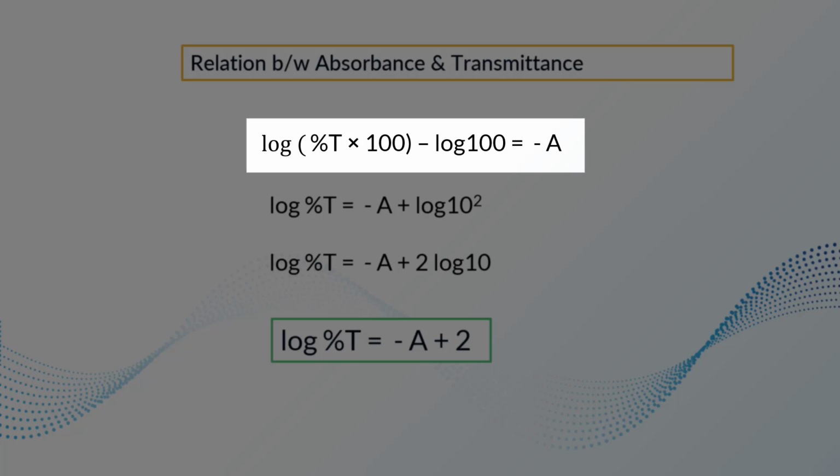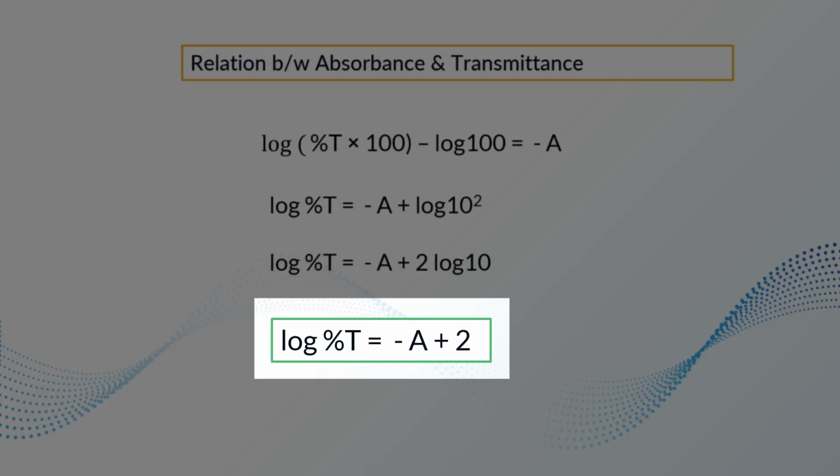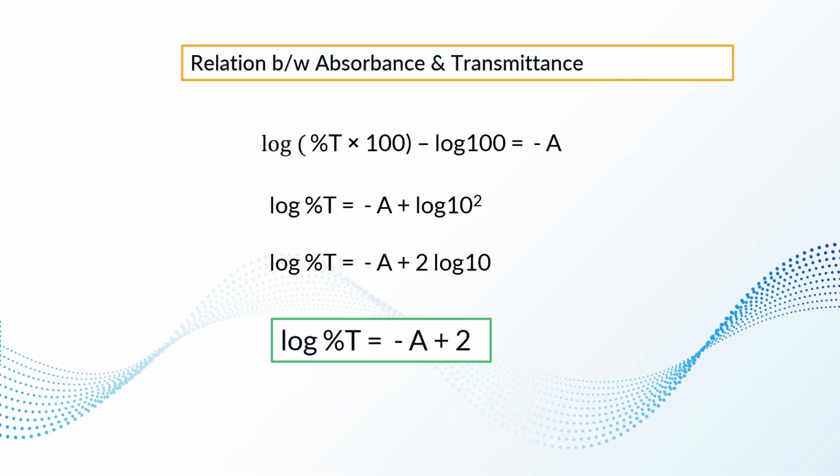log percent T minus log 100 is equal to minus A. Log 100 is nothing but log 10 to the power 2. It goes to the other side. So log percent T is equal to minus A plus 2, because log 10 is equal to 1. So log percent transmittance is equal to negative of absorbance plus 2 additionally, because we wish to express it in percentage terms. And that demonstrates everything now.